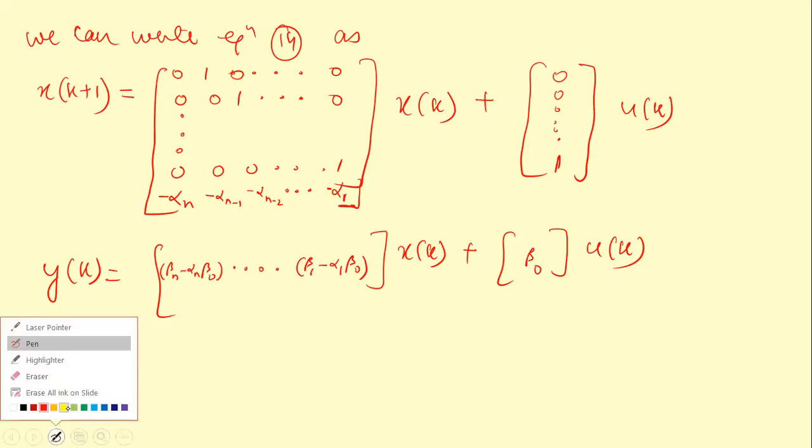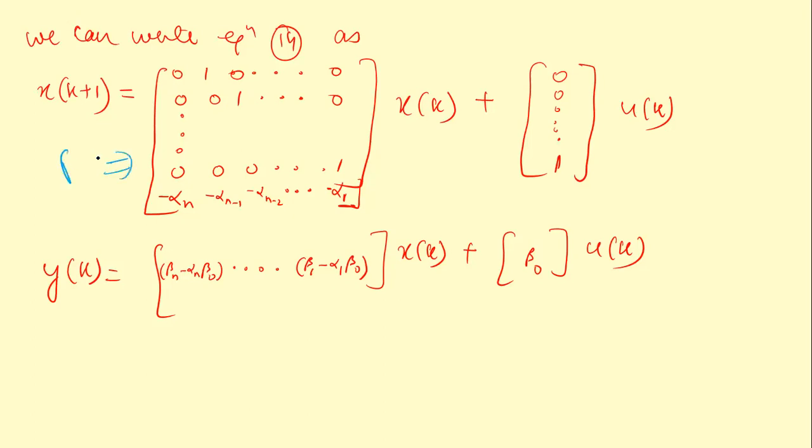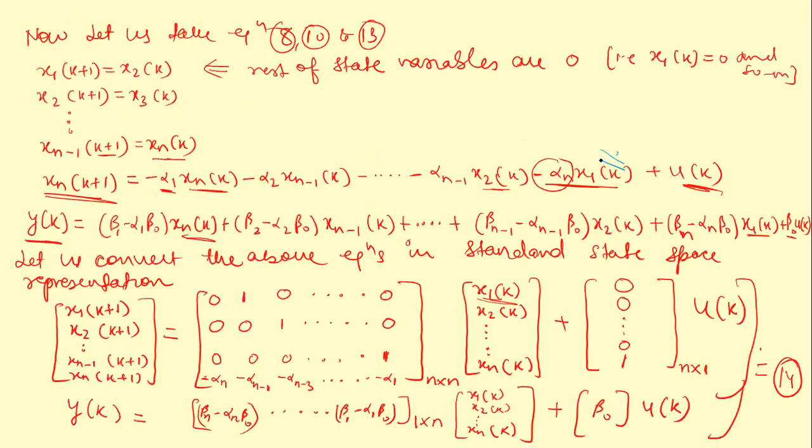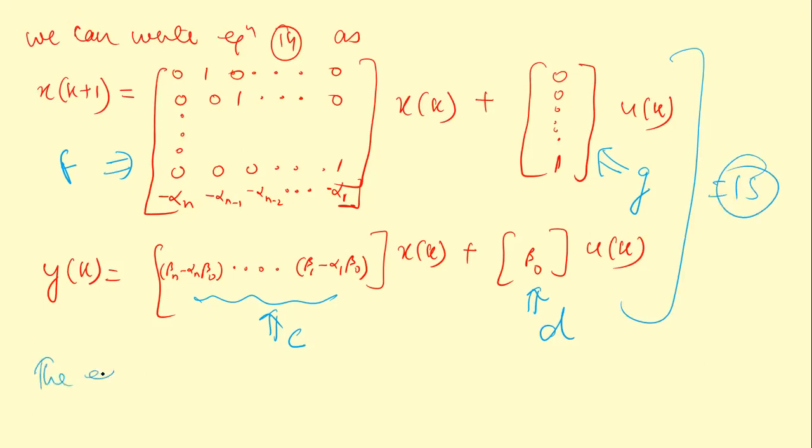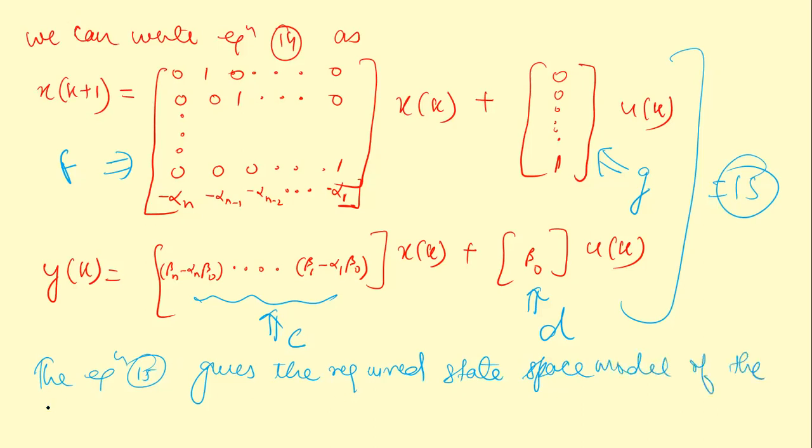So from this analysis we can say that this is matrix F, this is matrix G, this is matrix C, and this is matrix D. So this is the given state space model. So this is, for example, equation number 15. So equation 15 gives the required state space model of the transfer function given by equation 1. Okay, so this is how we can convert.